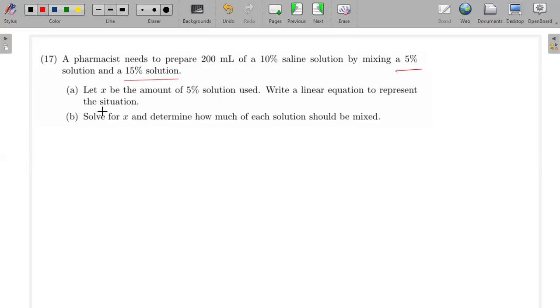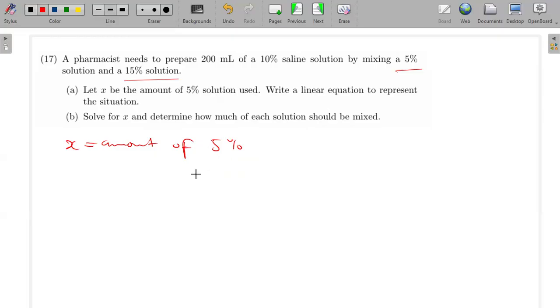So now, what they're telling us is: let X be the amount of 5% solution used, and write a linear equation to represent the solution. So we say let X equal the amount of 5% solution used. So X is representing the amount of 5% solution used.